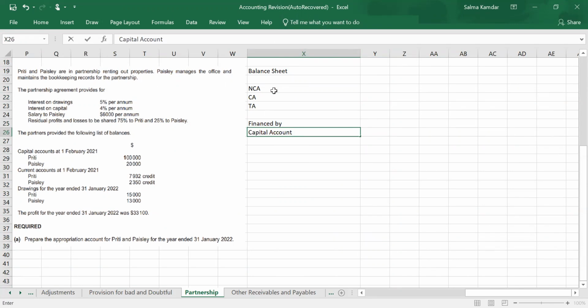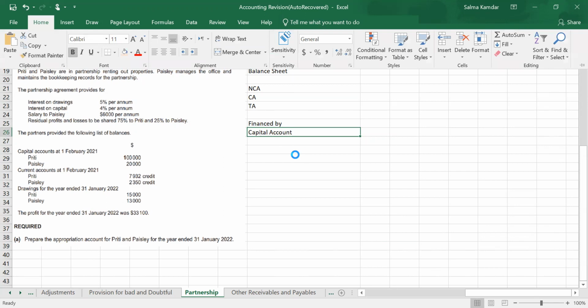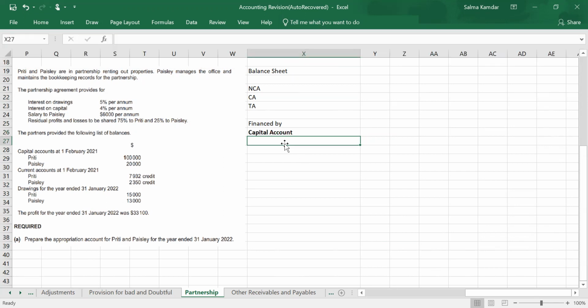You will underline or put two semicolons next to this capital account, and you will write the names of the partners, Preeti and Paisley. The amount that Preeti is getting is 100,000. The amount that Paisley will be getting is 20,000. Please see in which column I'm doing the total.